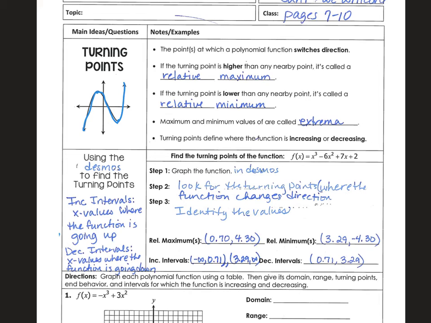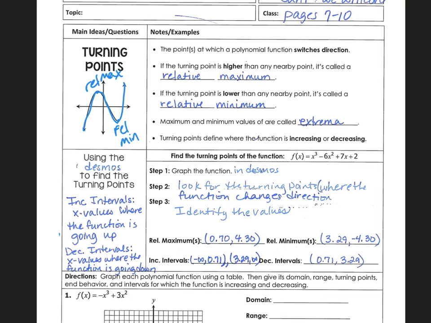Turning points can be classified as either a relative minimum or relative maximum, depending on if they're the highest point in the region or the lowest point in the region. So relative maximums, we sometimes call it relative max, are top points, what we could call hills. If you're riding a roller coaster, relative maximums would be like the top of your hill. Okay? Relative minimums are your valleys. They're the little scooped out points that are lower than everybody else in the area.